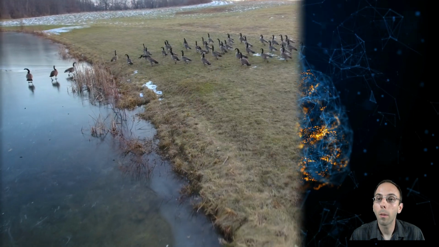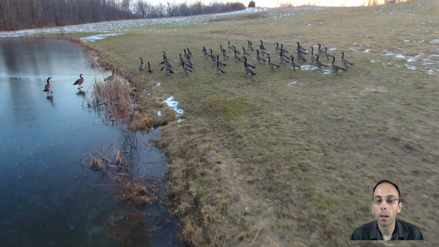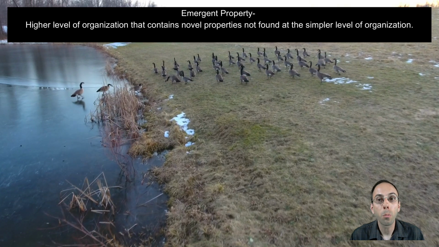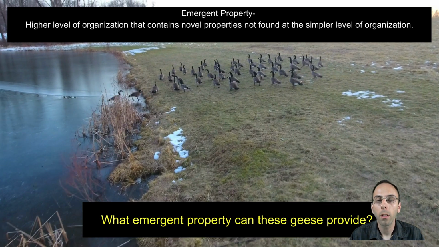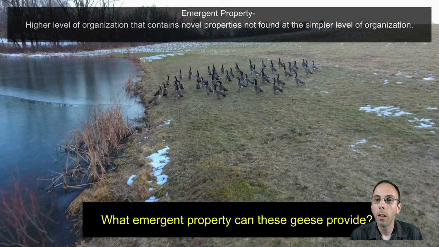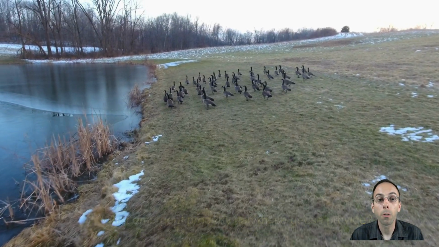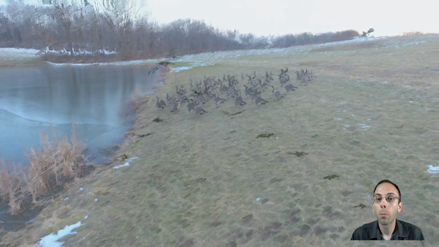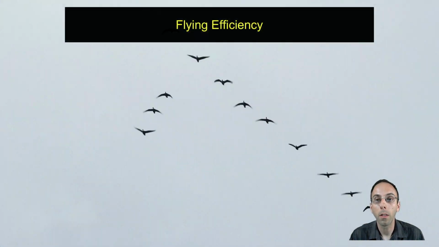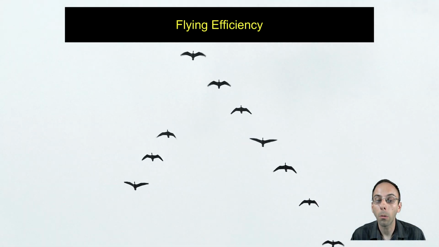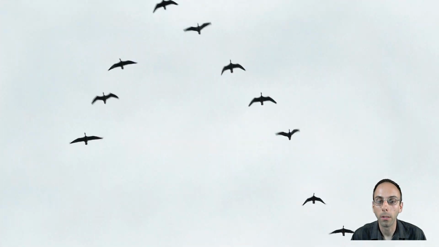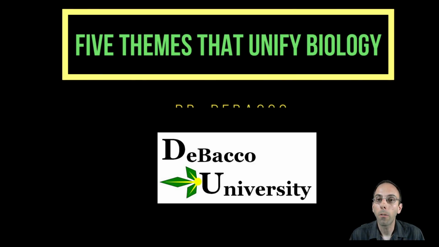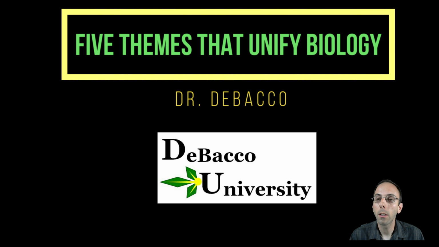Applying this same concept to these geese in the field here. Well, we know what an emergent property is. What emergent property can these geese provide? They tend to work together when looking for food. That's one thing, but really, if you see them particularly in the spring and the fall, there's flying efficiency when they form that nice V. In addition, we have five themes that unify biology.